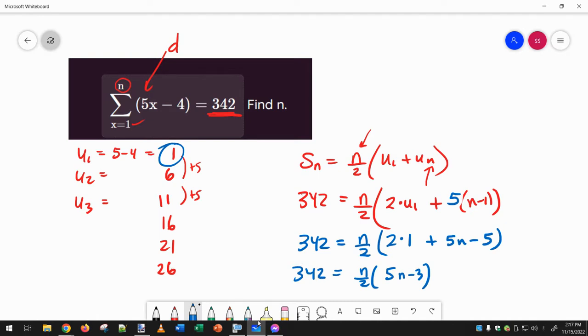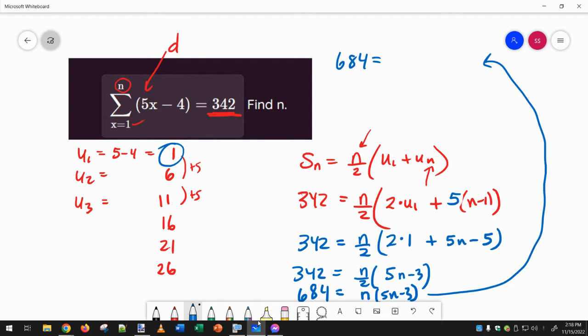And now I'm in a position to solve this. If I multiply this side by 2, 342 times 2, then I can get rid of this 2 on the bottom here. Okay, but now I need to distribute the n. So I get 684 equals, I'm going to come all the way up here. If I distribute the n times 5n is 5n squared. N times negative 3 is negative 3n.